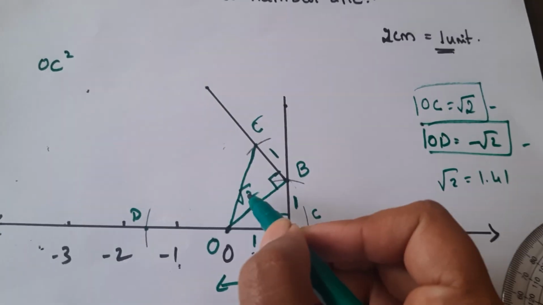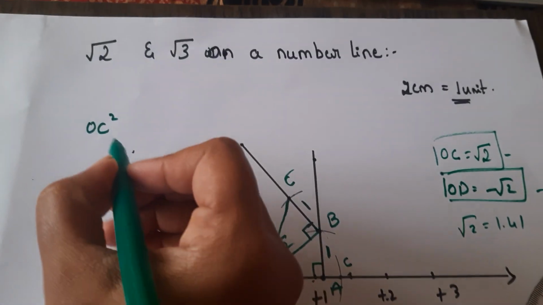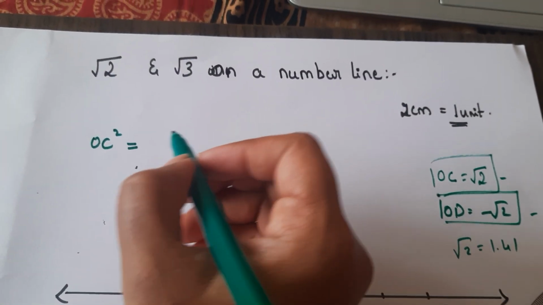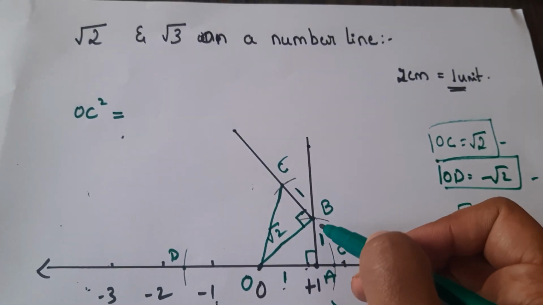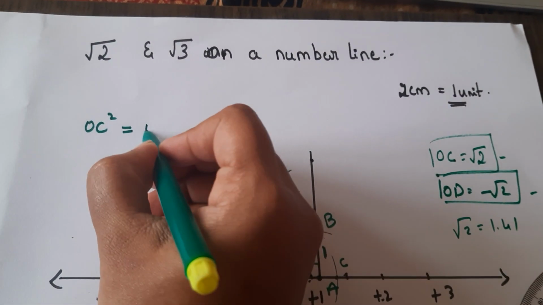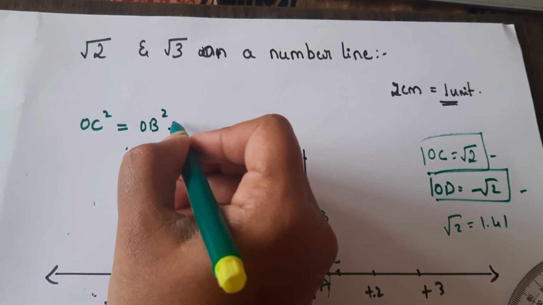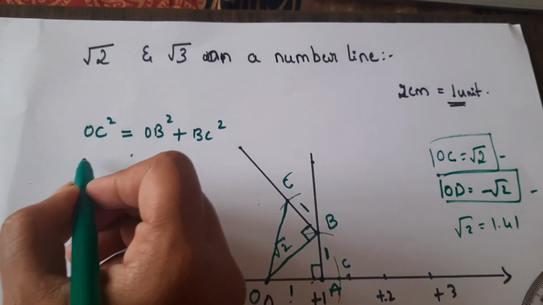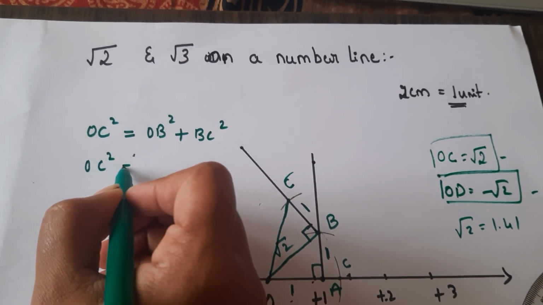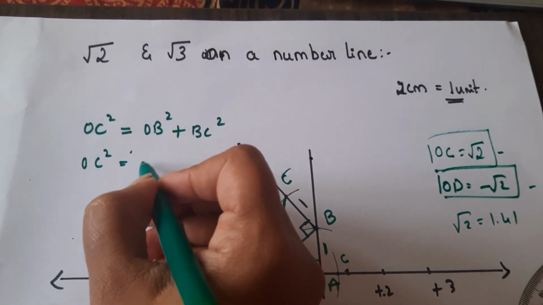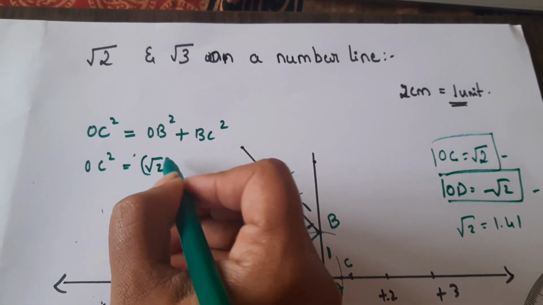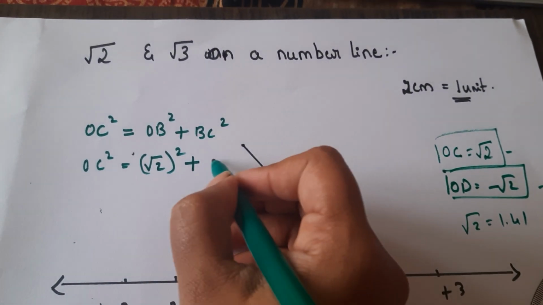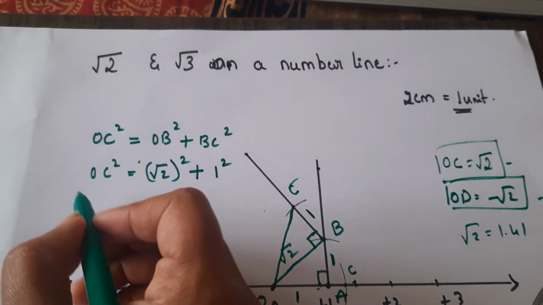Hypotenuse square. For the second triangle, OC is our hypotenuse. So OC square is the sum of the other two sides, means OB square plus BC square, correct? Now OC square is equal to, how much is OB? Square root 2 whole square plus BC is 1 square.